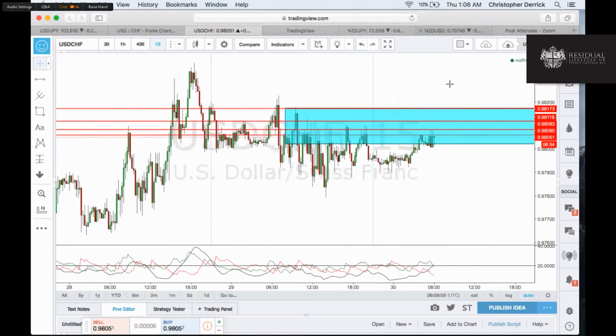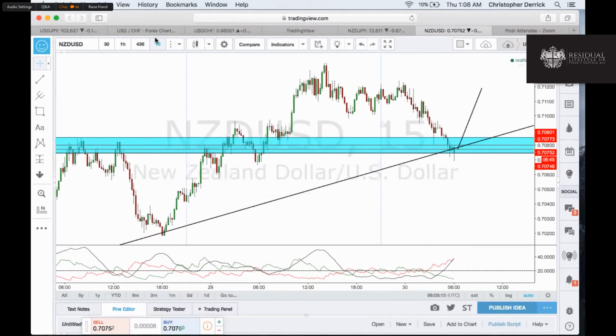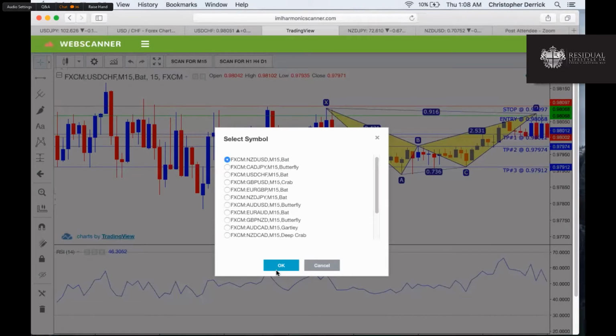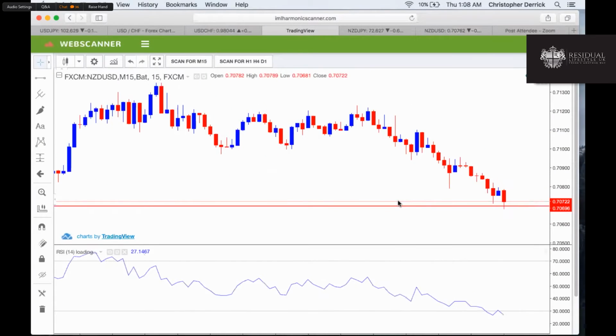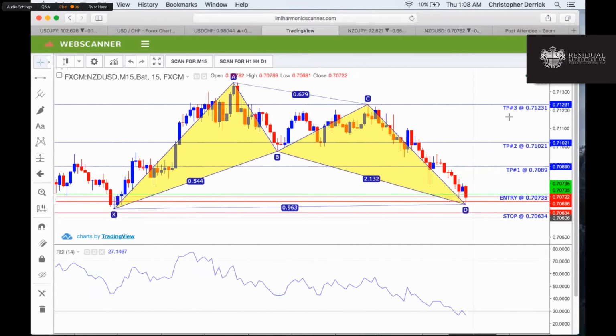So let's recap real quick for everybody that just jumped on here. We're looking at NZDUSD for a buy. It's reacting the way that I want it to, right? Because on the IML harmonic scanner, a bat pattern formed. Here you guys go, here are your little entries. Here's your stop loss. Here's your take profit, right?